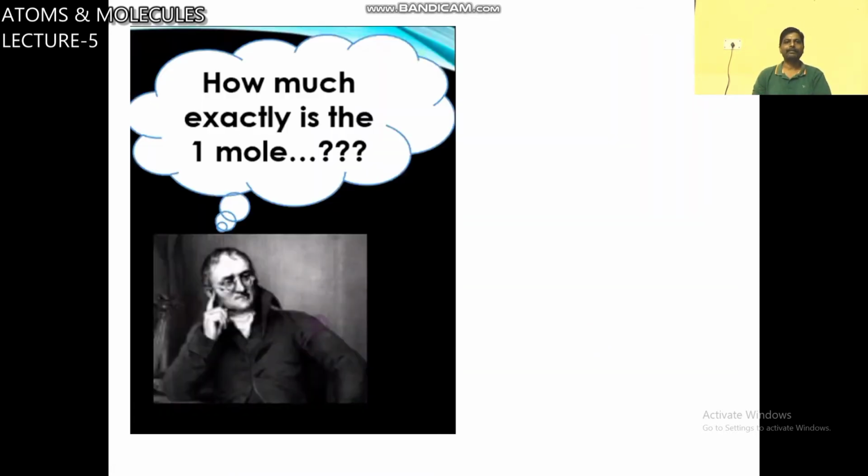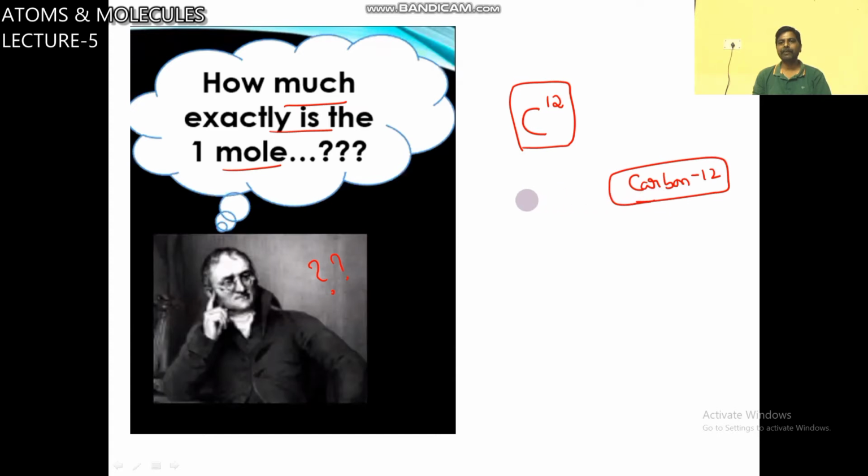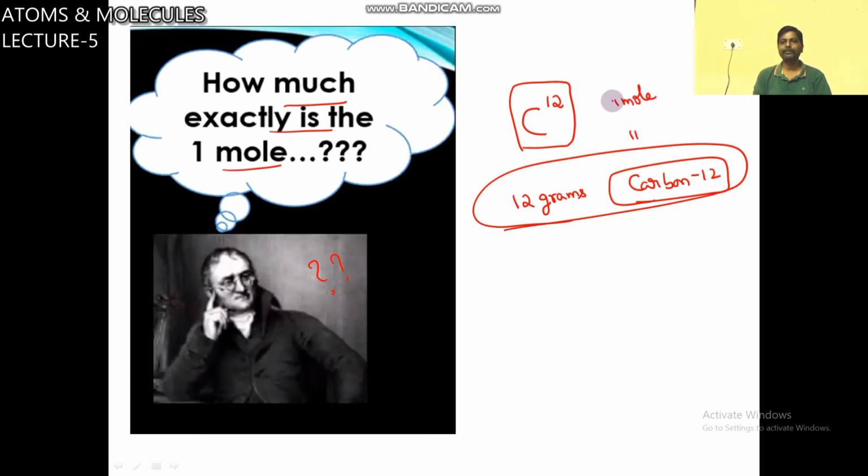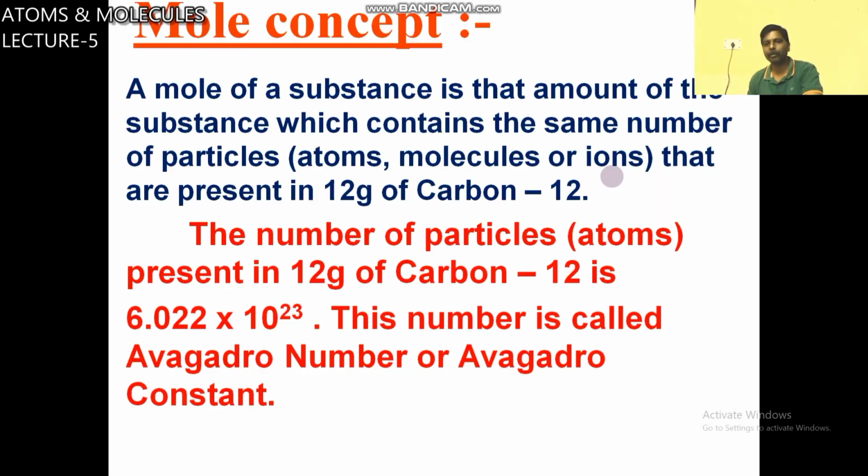So, how to define how much exactly is 1 mole? You know the carbon 12 isotope. You take 12 grams of the carbon 12 isotope. This amount is equal to 1 mole.